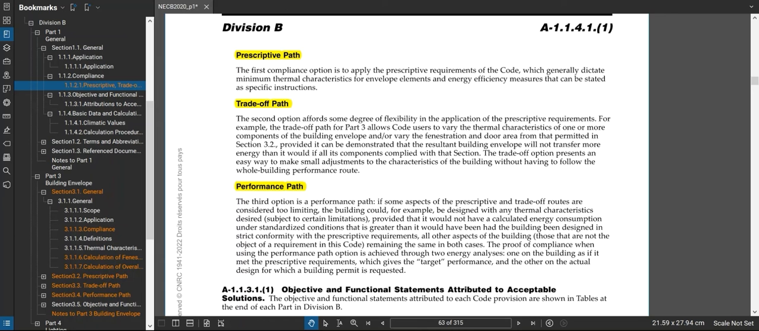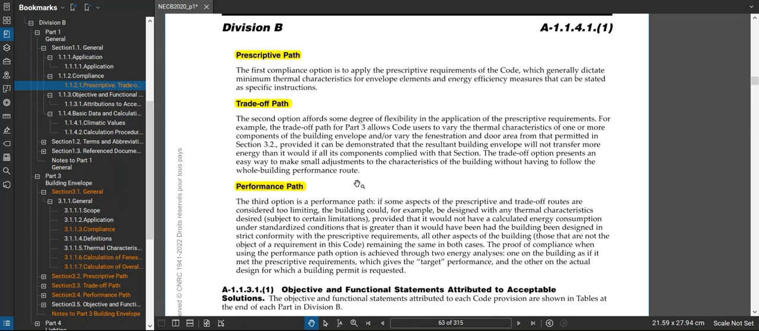And then the performance path is basically when you do energy analysis of the building, so energy modeling basically. And how that's kind of approached is, we won't get into the detail of this in this video, but they do two energy analyses. So one's the building as if it was met using the prescriptive requirements, and that kind of gives the target performance. And then the other model or analysis is the actual design for which the building permit is requested.